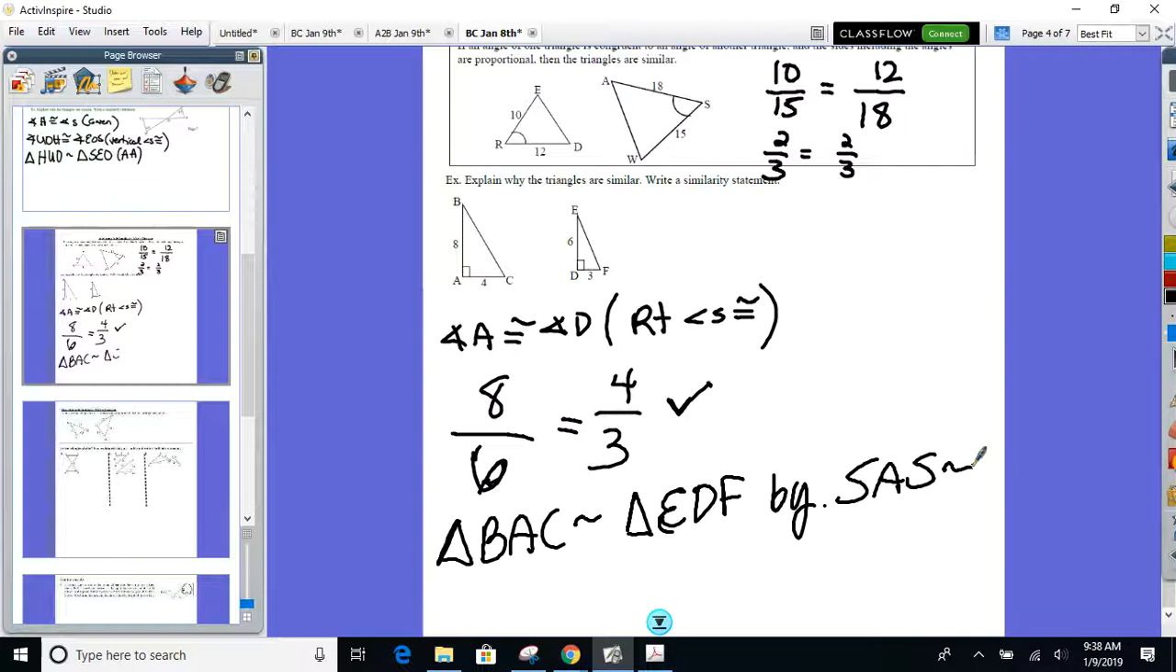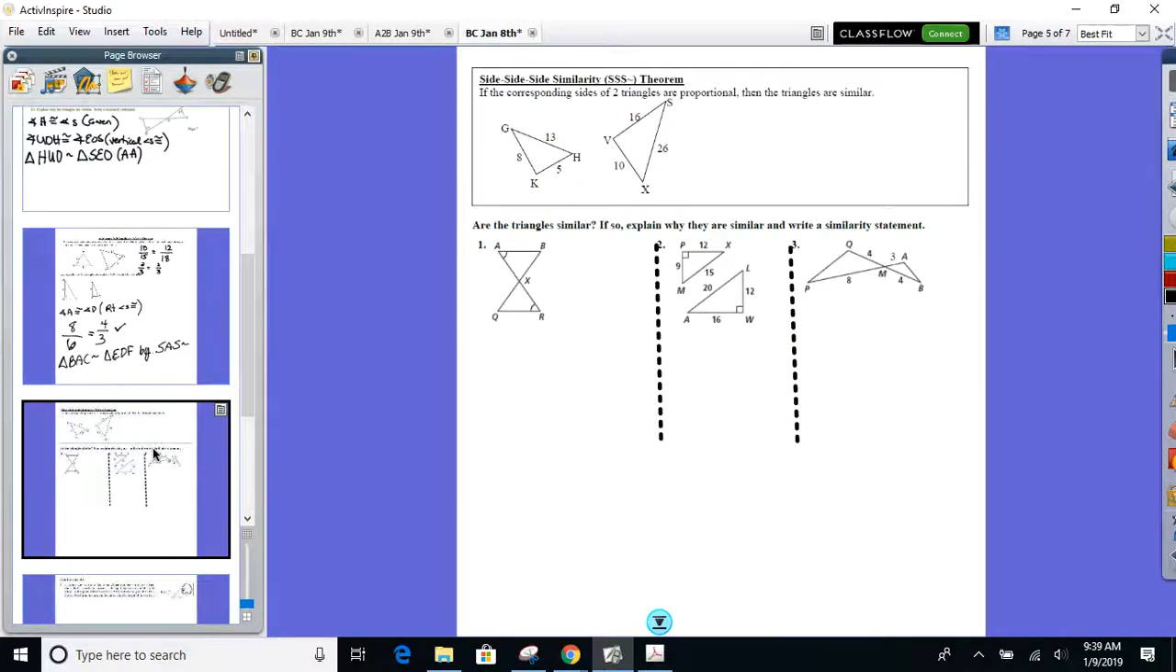Any other questions? Angle, side. Third and final method. Also looks pretty familiar. Side. Again, are all the sides congruent? Nope. All sides are in the same ratio.